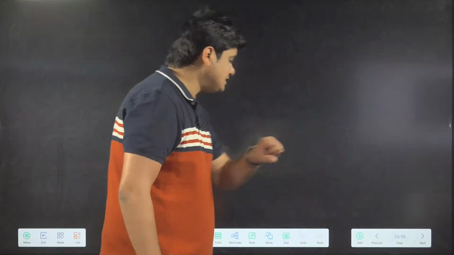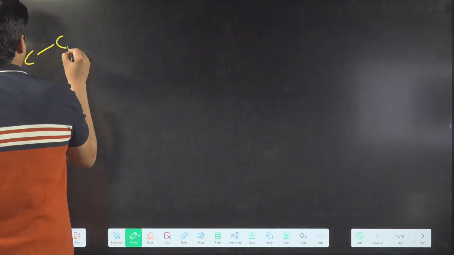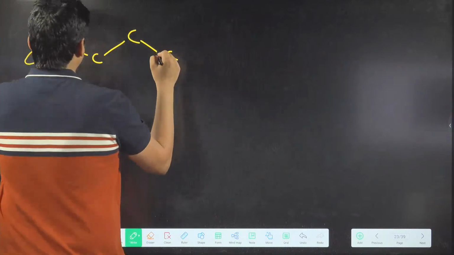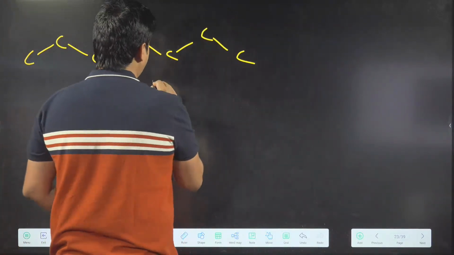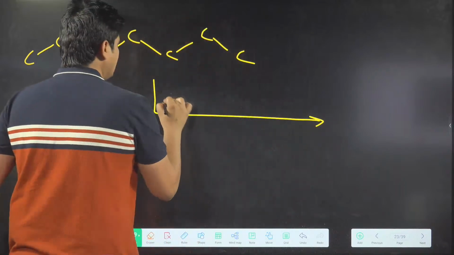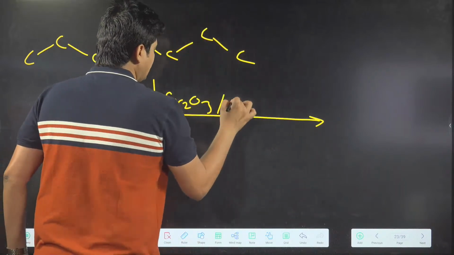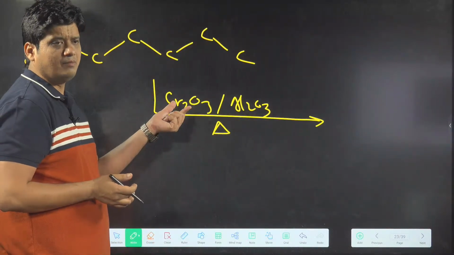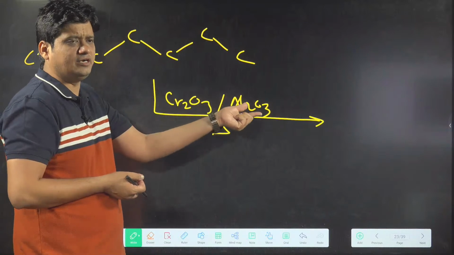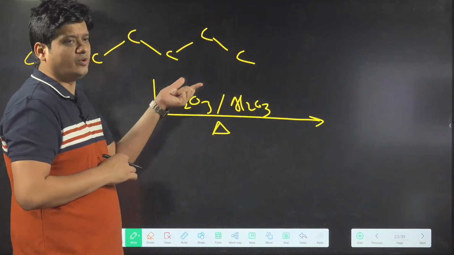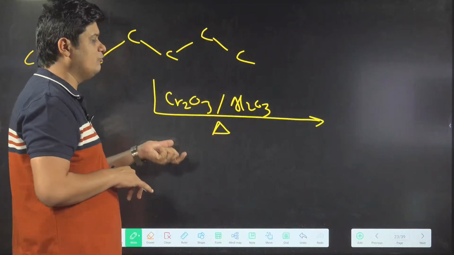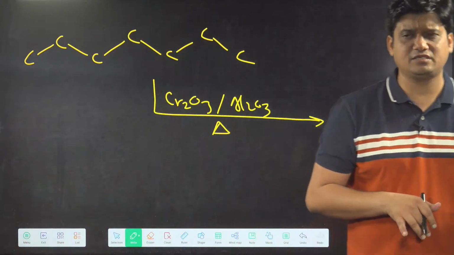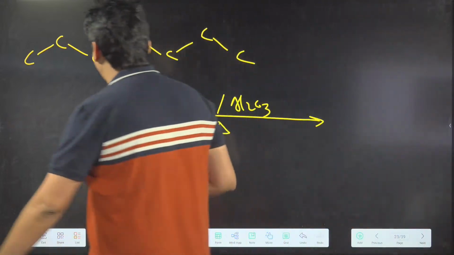Now let's say heptane is given, 1, 2, 3, 4, 5, 6, 7. Heptane is given and they are giving Cr2O3, Al2O3 with heating. Sometimes they will give only Cr2O3. But actually it is Cr2O3 supported over Al2O3, or Mo2O3 supported over Al2O3, or V2O5 supported over Al2O3. They can give you any of these 3 reagents.